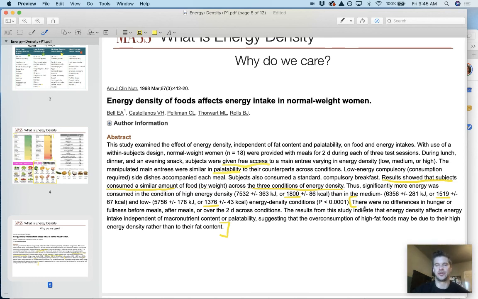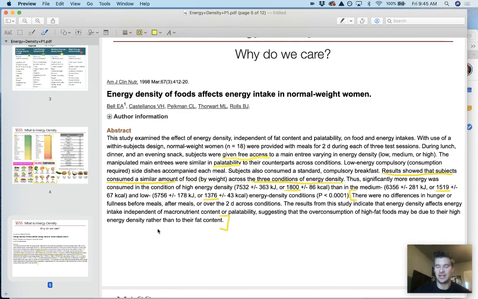And then lastly here, the researchers summarize with, there were no differences in hunger or fullness before meals, after meals, or over a 2 day period across conditions. The results from this study indicate that energy density affects energy intake independent of macronutrient content or palatability, suggesting that the overconsumption of high-fat foods may be due to their energy density rather than just to the fat content. Okay, so again, the hunger aspect here is also very important, that even though one group consumed 425 calories less than another group, they were not significantly more hungry than that group, right? So that's the study we're going over.